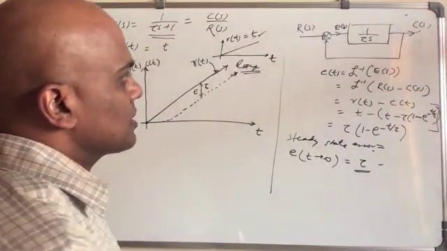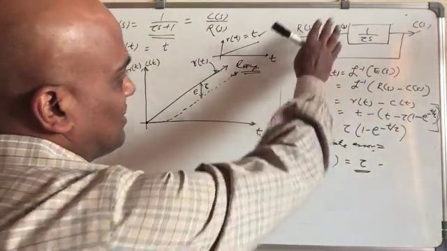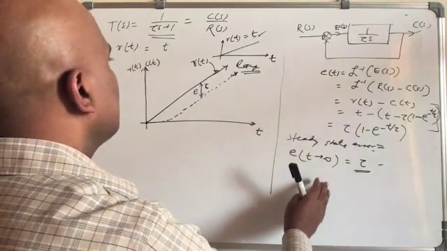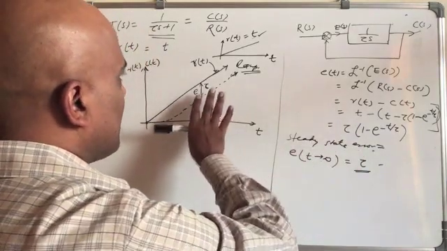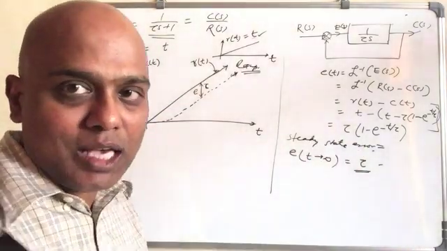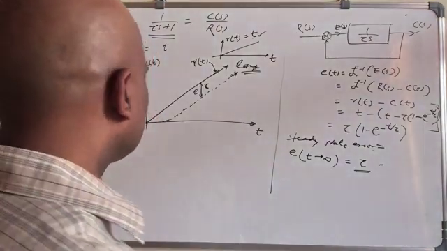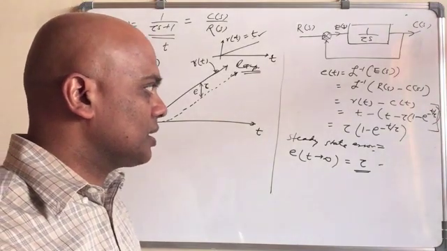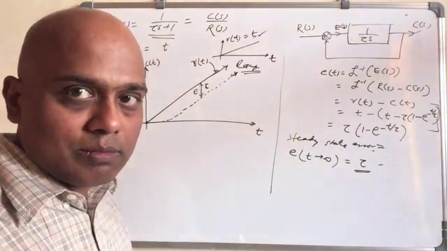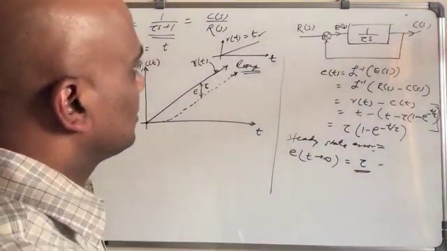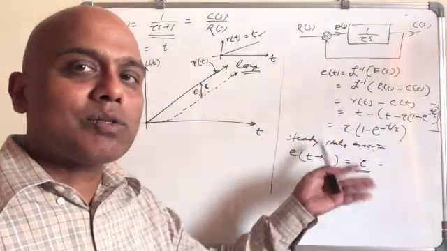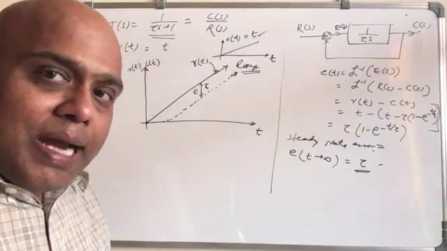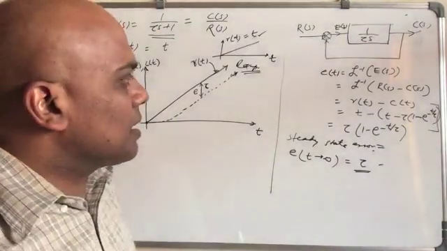The response of this first order system and the steady state error for the ramp input may be asked in your quiz, or in the continuous evaluation part. You know how to find a steady state error, right? So that is all for today.